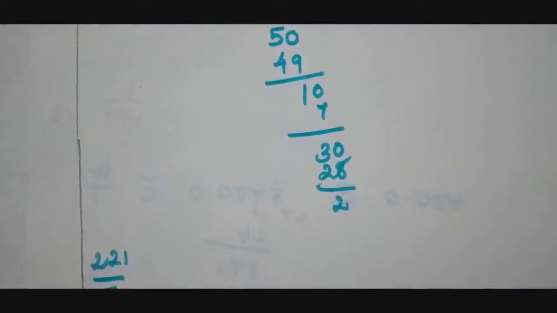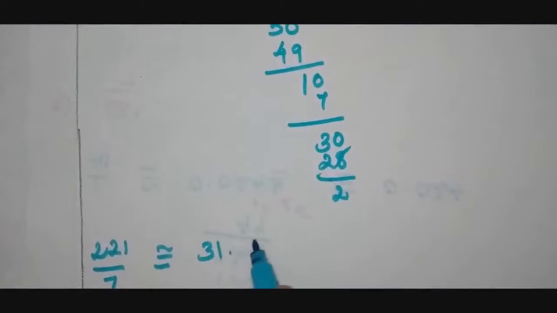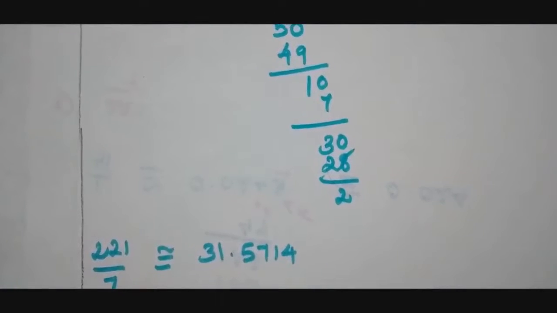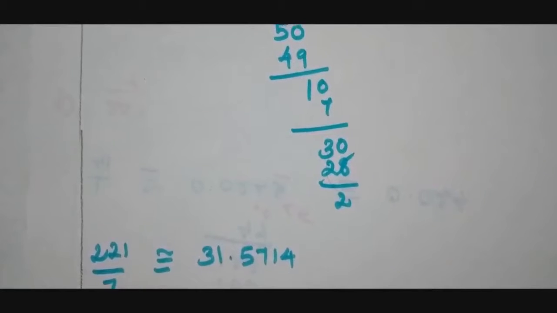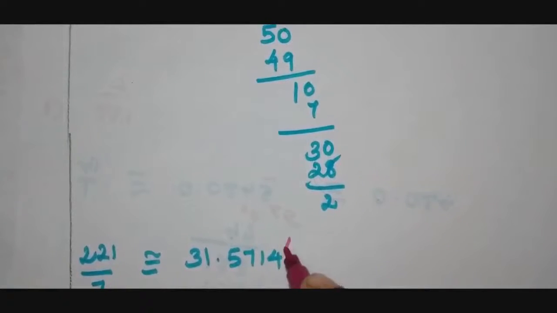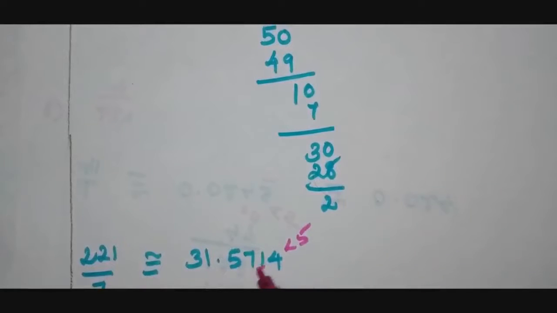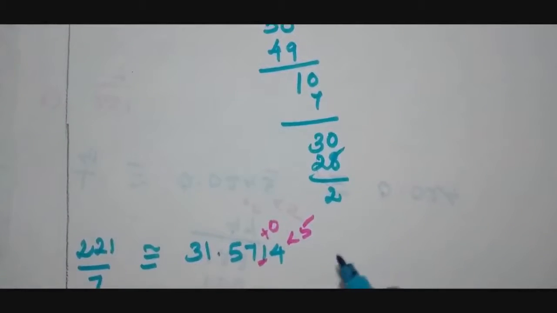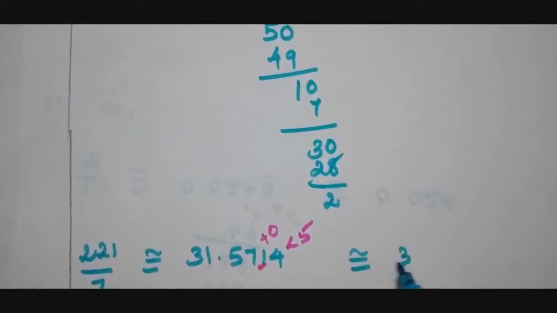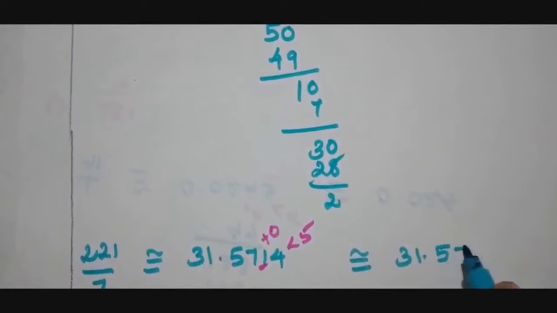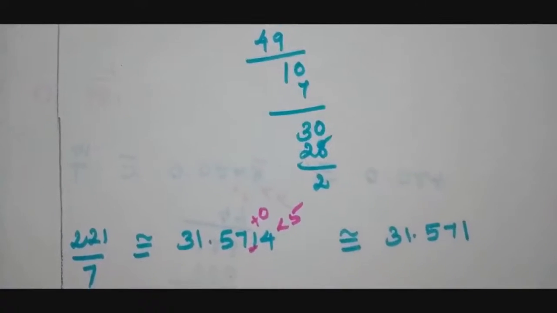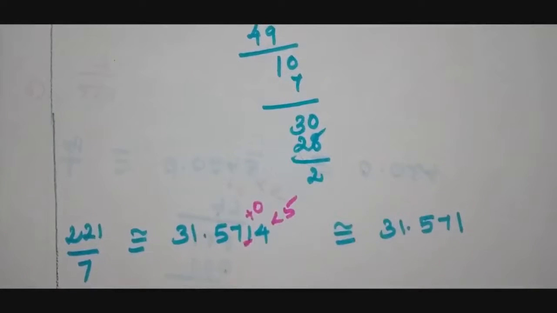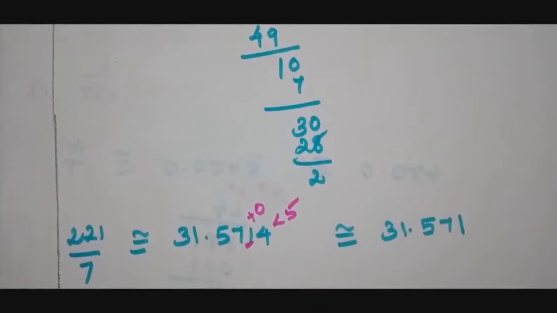221 divided by 7 is approximately equal to 31.5714. So look at the fourth decimal place. This is less than 5. So here you have to add 0 to the third decimal place. So this is approximately equal to 31.571. Is it clear, children? Yes.